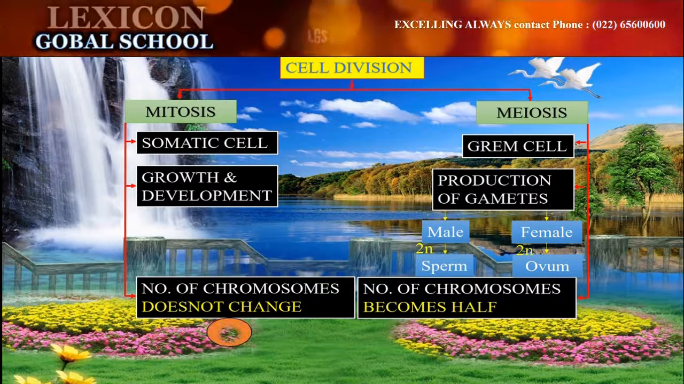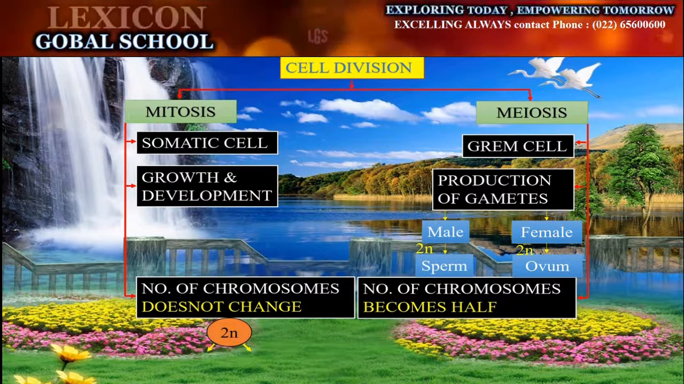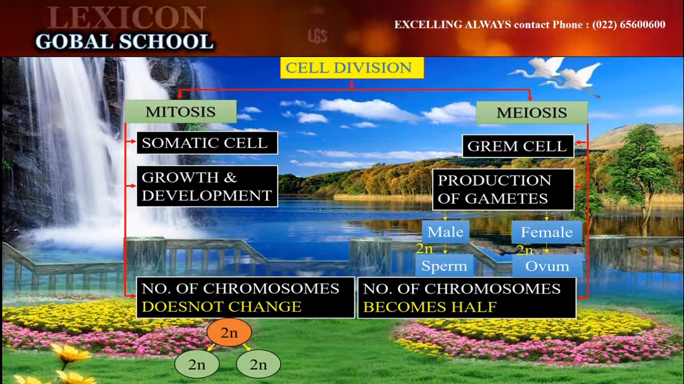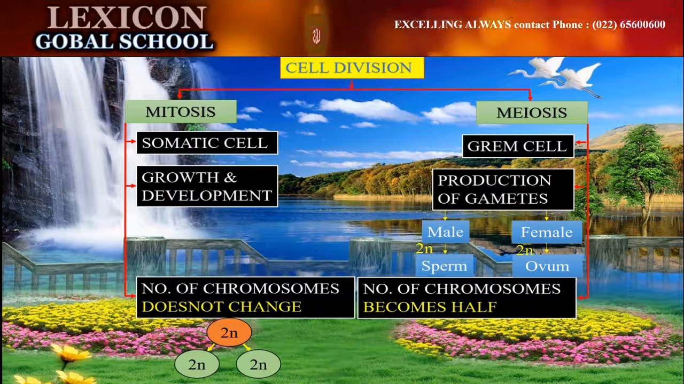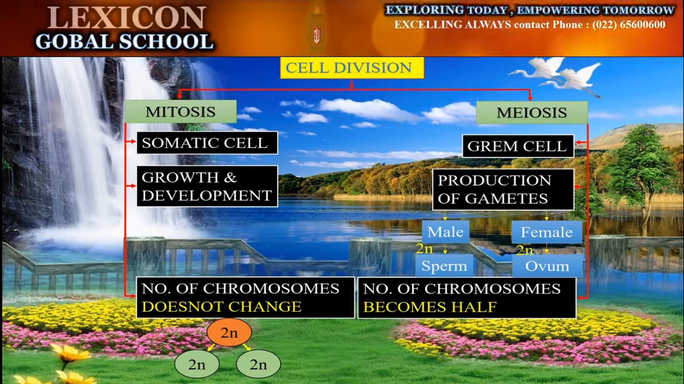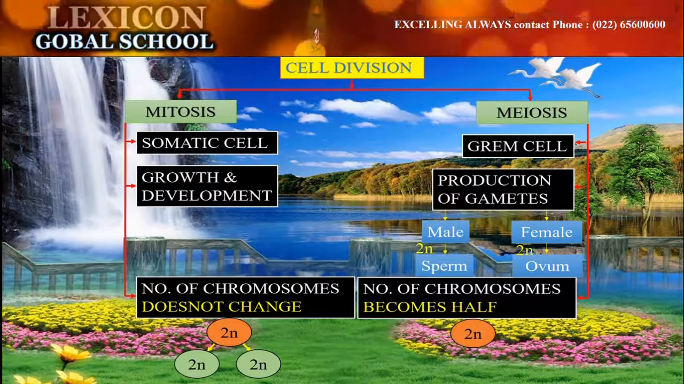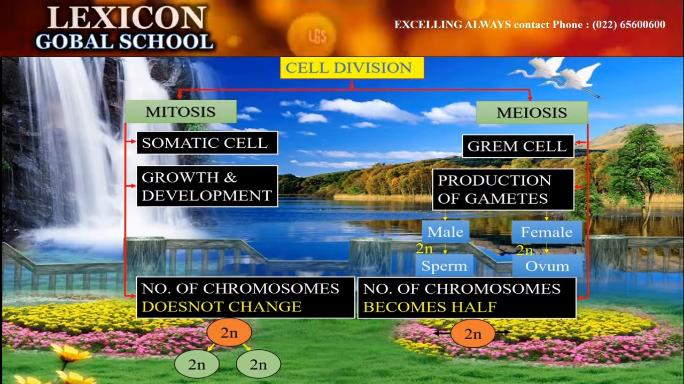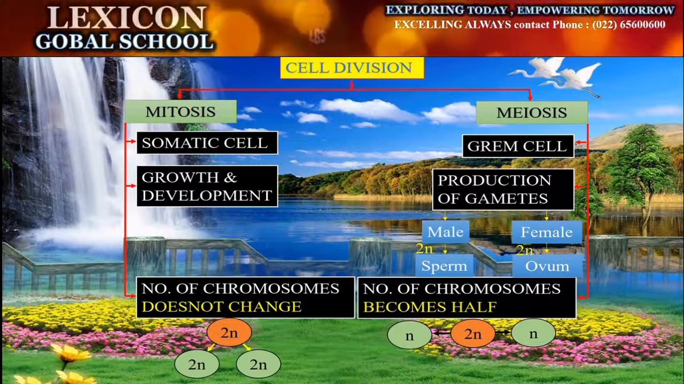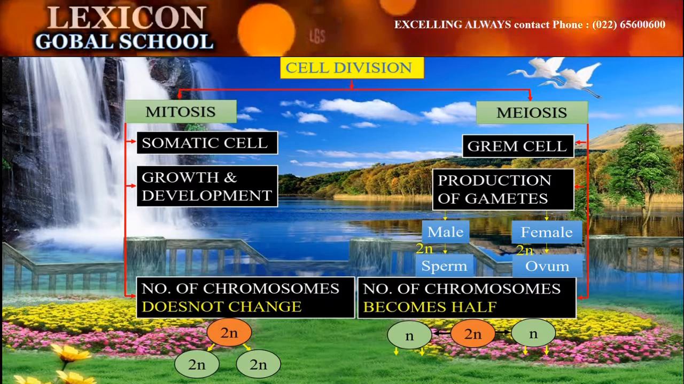Let me show you the structure of chromosomes in mitosis. If there are 2n cells, the resultant cells also will have 2n chromosomes, right? So these types of cells are called diploid cells. The number of chromosomes does not change. Whereas in meiosis, the male and female also had 2n chromosomes, but their offspring will have half of the chromosomes that were present.